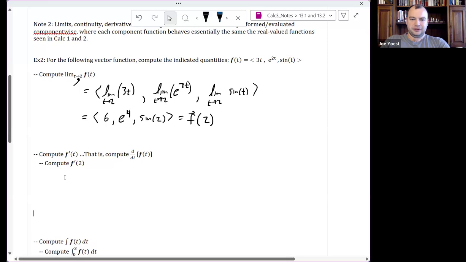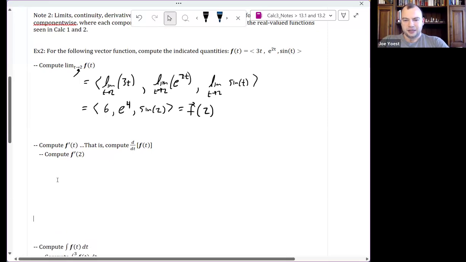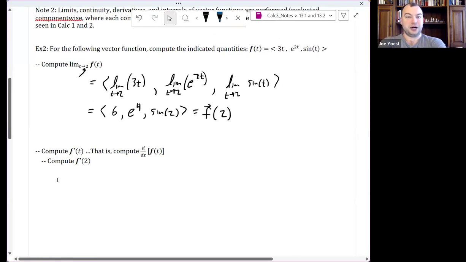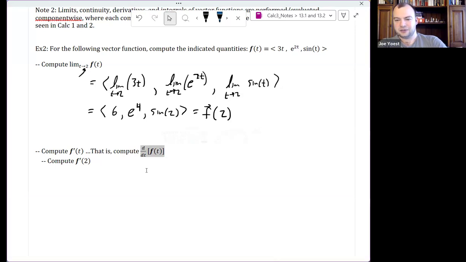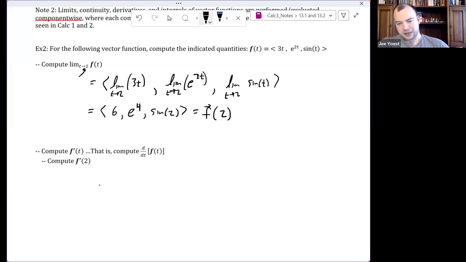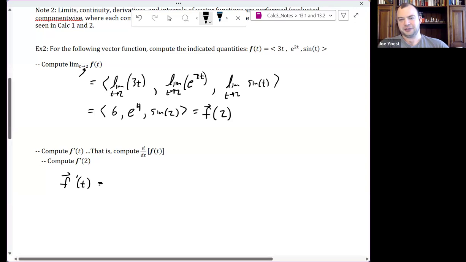Okay, what about derivatives and integrals? Well, let's take a look at this next part of this example. For the same function, let's compute f prime of t. In other words, let's compute d by dt of f of t, just to be a little more explicit about the fact that we're differentiating with respect to the variable t here. So what is f prime of t then? The derivative of this vector valued function. Again, it's just the derivative of each component, right?